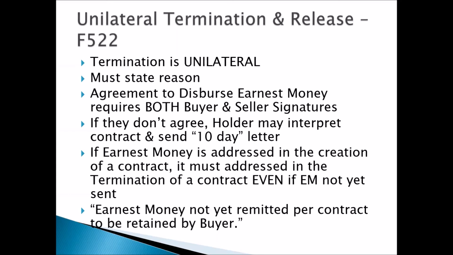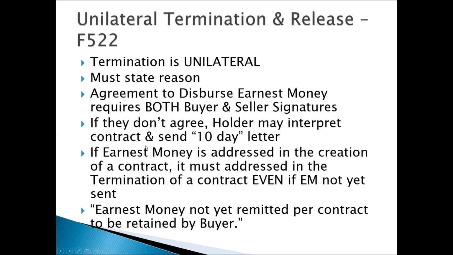And a lot of times a seller will terminate, and I'll get a buyer's agent contacting me saying, they can't do that. They can't do that. It's not the buyer doesn't agree. Well, guess what? The buyer doesn't have to agree to a termination. It's unilateral. What they don't agree to might be what happens with the earnest money. So the agreement to disperse the earnest money does require both the buyer and the seller signatures.